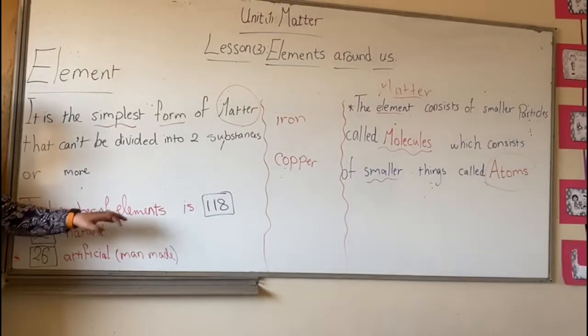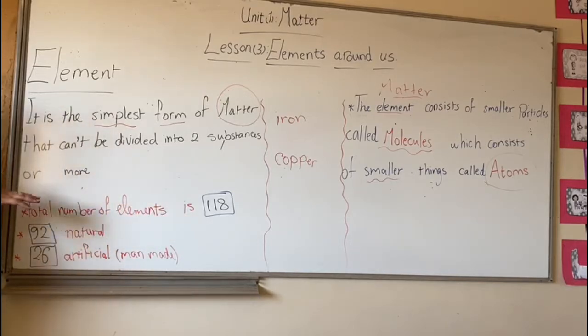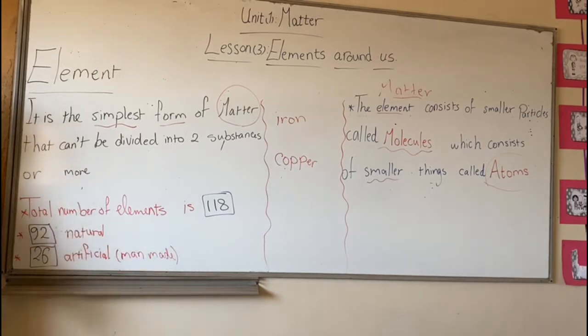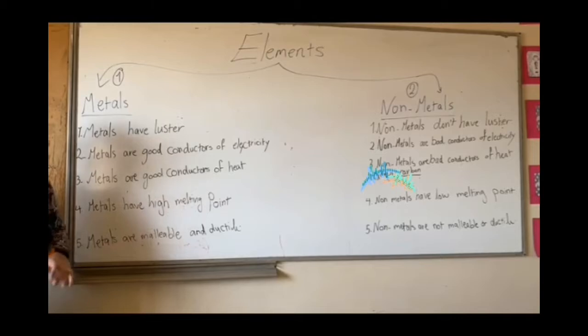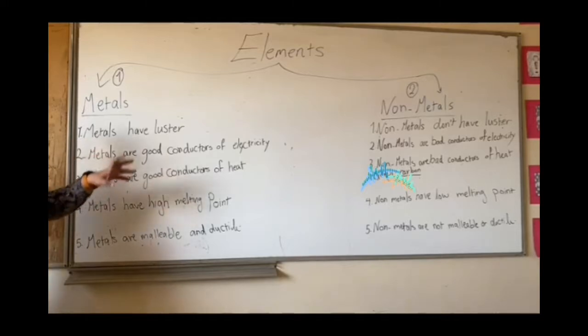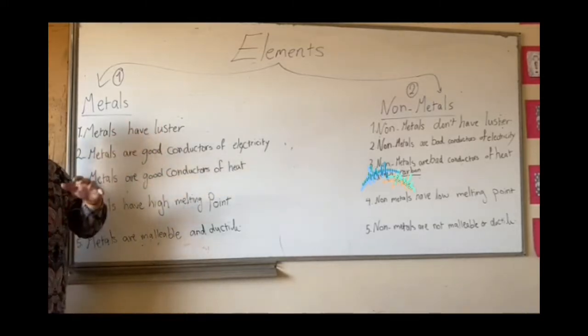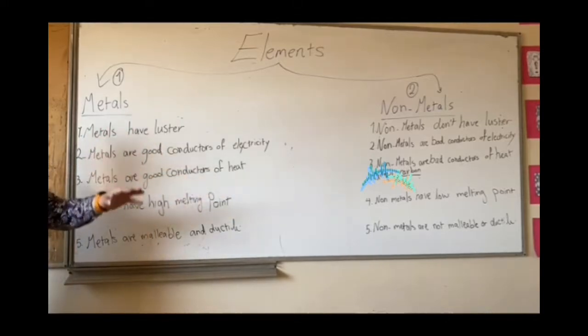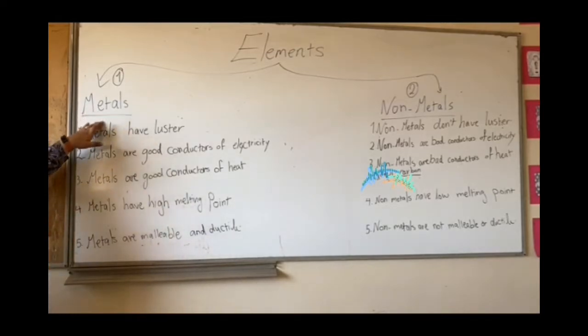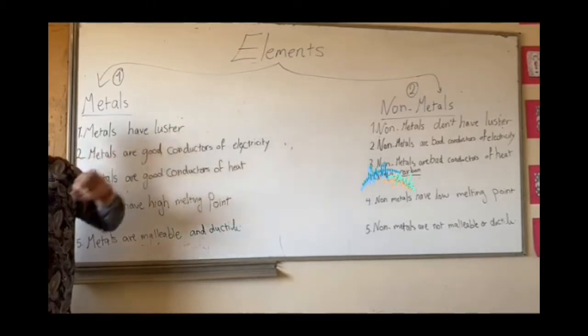The total number of elements is 118. There are 92 natural and 26 artificial, made by man in labs. Elements, as we said, are the simplest form of matter that can't be decomposed into two substances or more. According to their properties, scientists divided them into two main groups: number one, metals, and number two, non-metals.